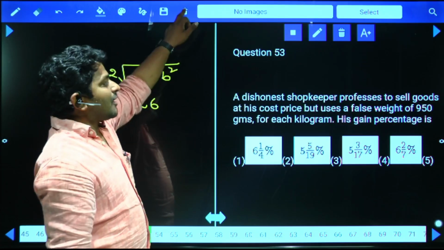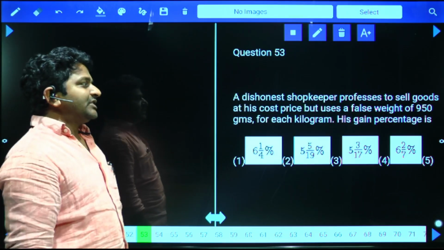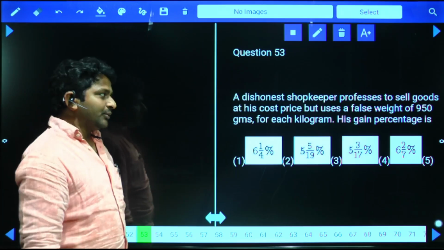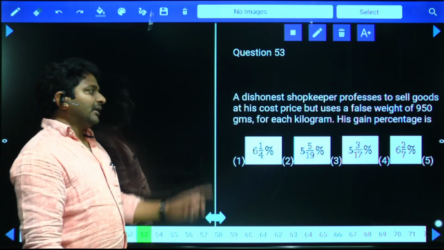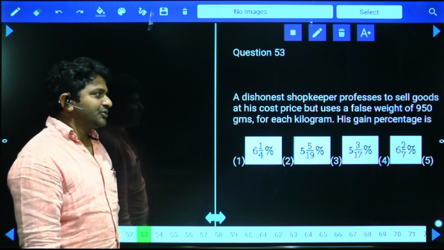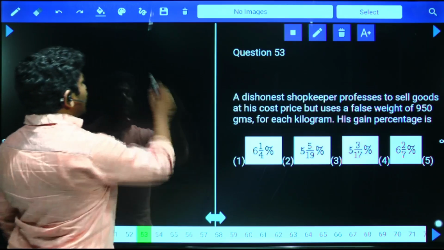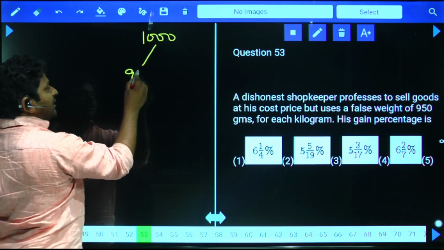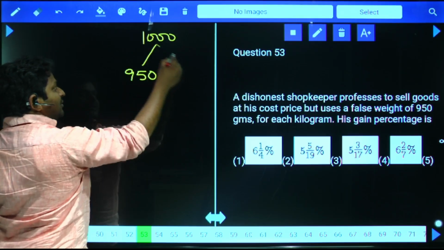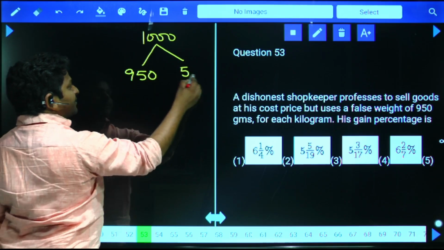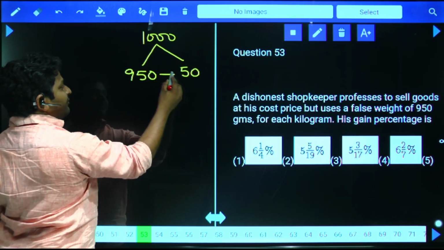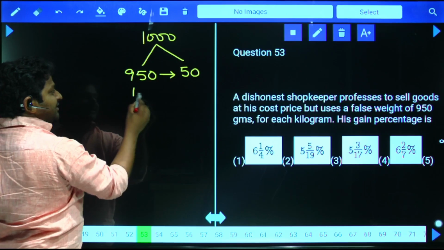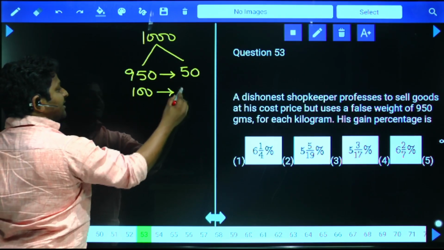A dishonest shopkeeper professes to sell goods at his cost price but uses a false weight of 950 grams for each kilogram. His gain percentage. Now we have total 1000 grams. He is giving only 950 grams to the customer, so his profit is 50. For 950, profit is 50. Percentage in the sense per 100, it is how much?